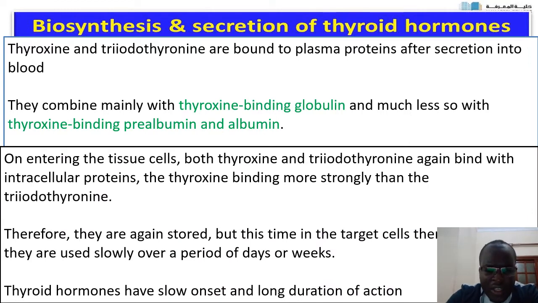So on entering the tissue cells, both thyroxine and triiodothyronine again bind with the intracellular proteins, the thyroxine binding more strongly than the triiodothyronine.